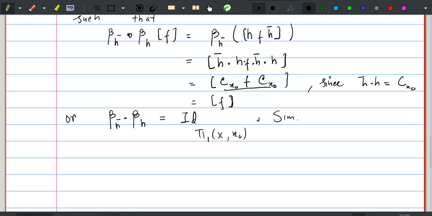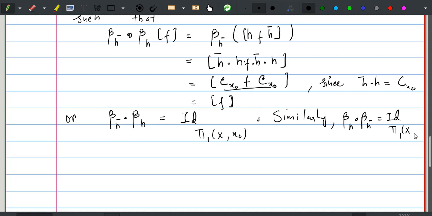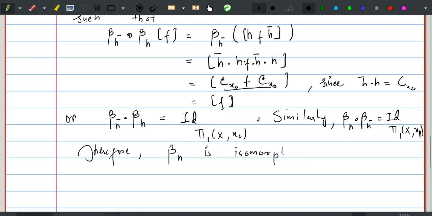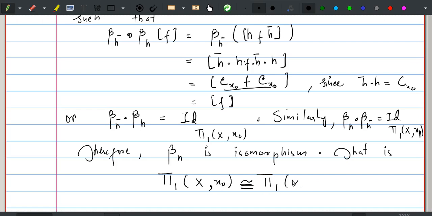Similarly we can prove that beta h composed with beta h bar is the identity map on the fundamental group based at x1 here. So beta h is bijective. Therefore this beta h is an isomorphism, because we have proved it is invertible and hence bijective, and beta h is a homomorphism. That is, the fundamental group of x based at x0 is isomorphic to the fundamental group of x based at x1.